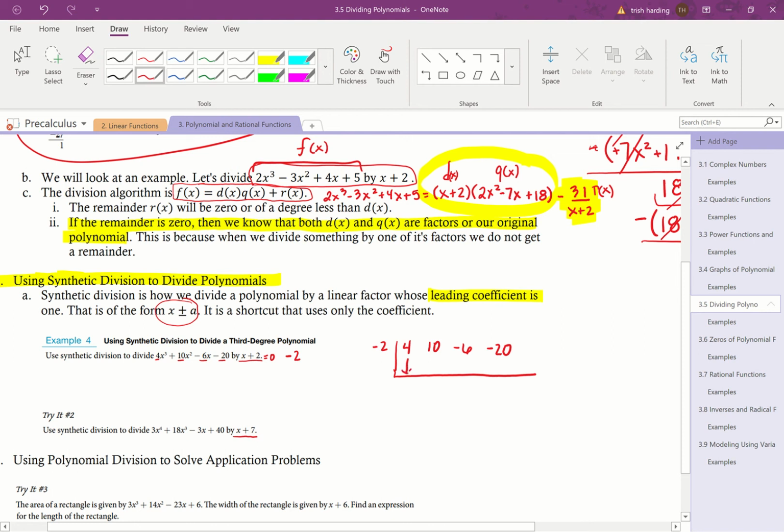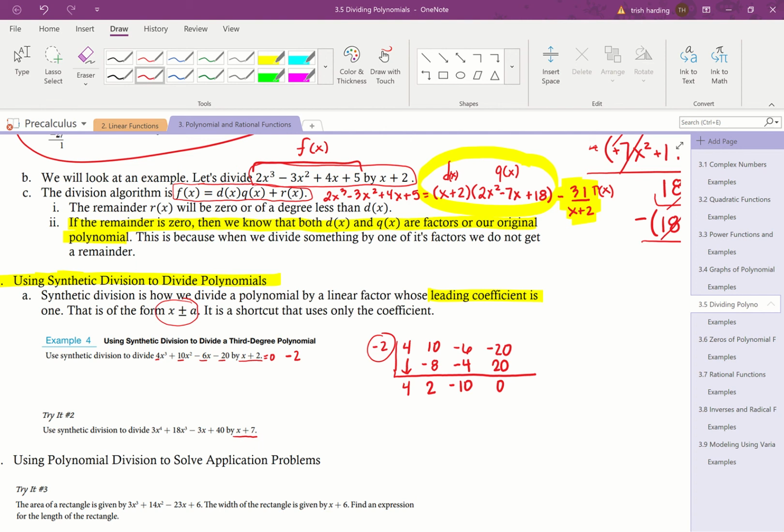So we're going to bring this down. And we are going to multiply it by our negative 2. That's going to give us negative 8. And now I'm going to add those. And that's going to give me 2, because 10 minus 8 is 2. And then I'm going to multiply that 2 by this negative 2 again, and I'm going to get negative 4. Now I'm going to add those, and that gives me negative 10. I'm going to multiply that by the negative 2 again, and I'm going to get 20. I'm going to add those, and I get 0.